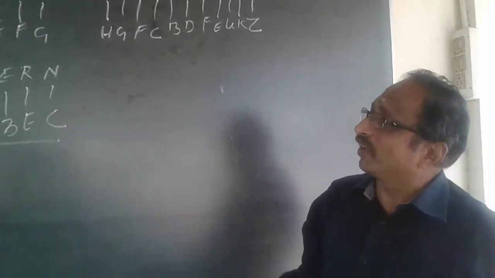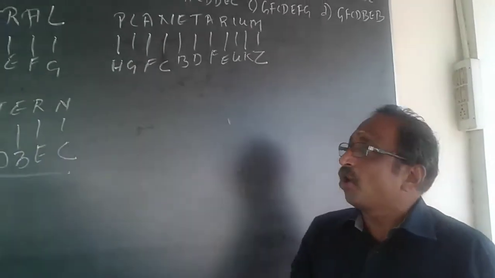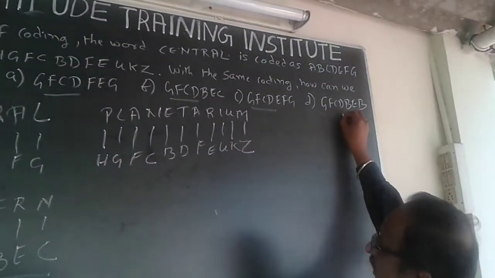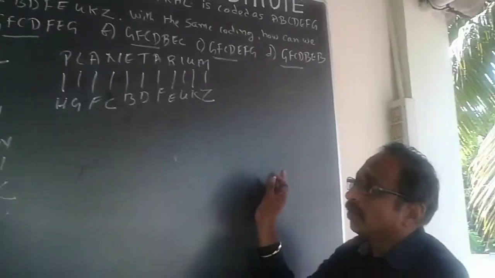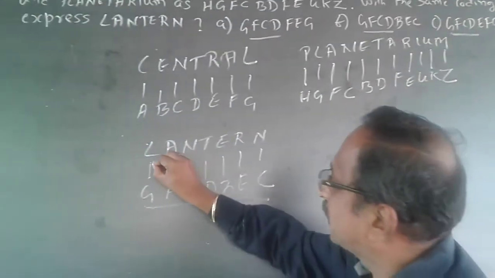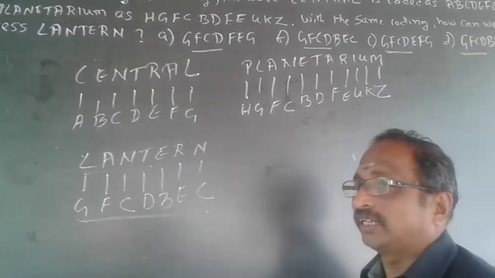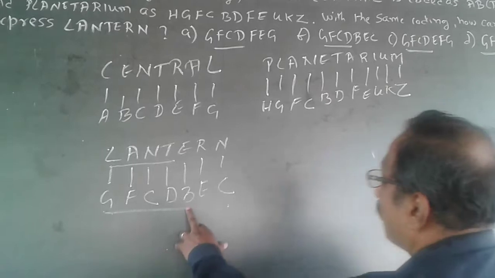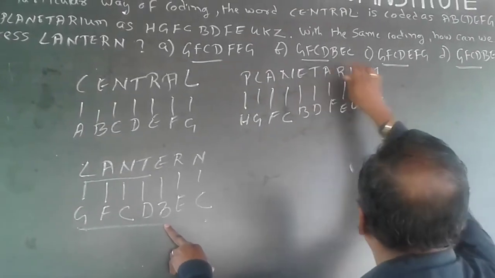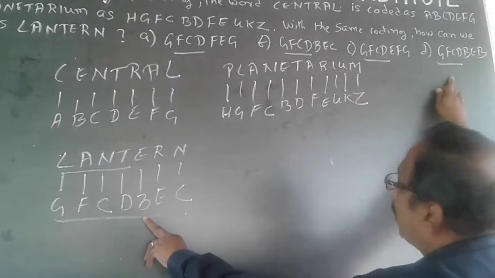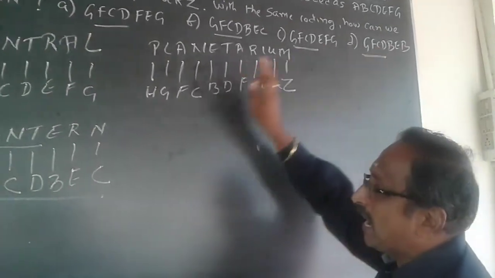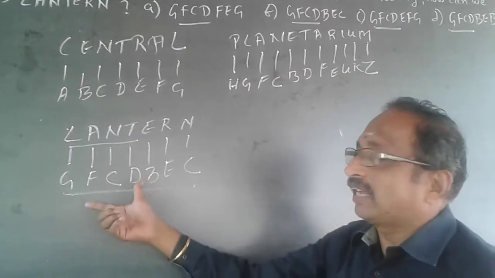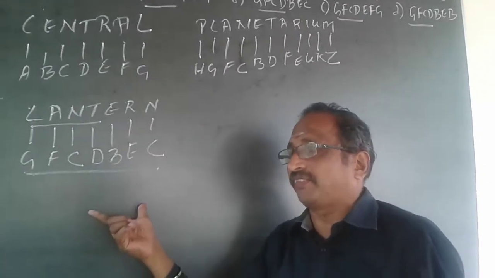Now the easier way of doing it is, see, when you see the options there, all the four options have GFCD, GFCD, GFCD and GFCD. So don't bother about what is LANT. Find out what is E. See, E is given as B. The moment you get B, there are only two options, B and D. And in D option, you have got one more letter B, whereas lantern does not have one more E. Seeing only one letter B, you can give the answer as GFCDBEC. This is the faster way of doing it.